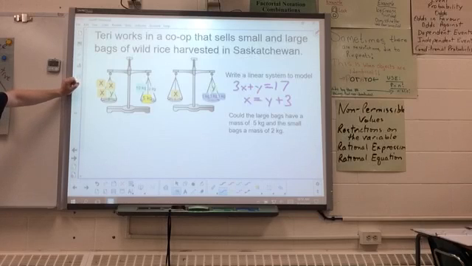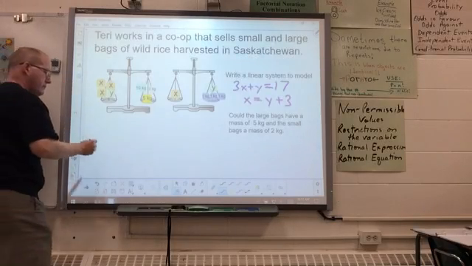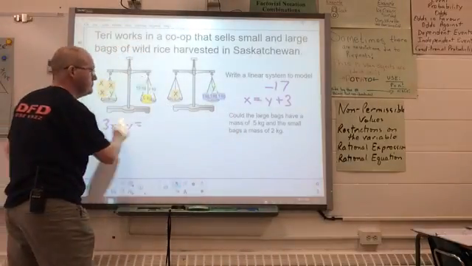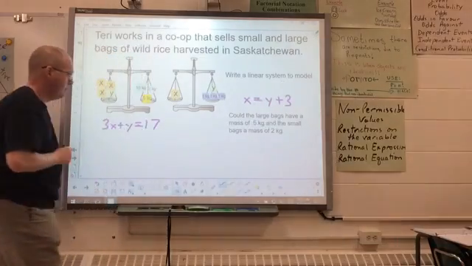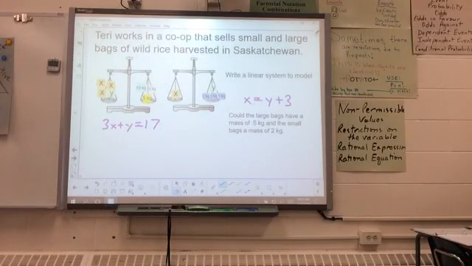Now, here's a question for you. Large bags, 5 kilos, and small bags, 2 kilos. Does that work? Check both equations, please. So X is the small bag? No, X is the large, X is the big bag. X is the large, and Y is the small. Alright, so there's 3 big bags. So, 3x plus y equals 17.